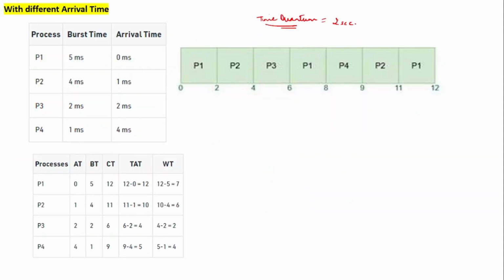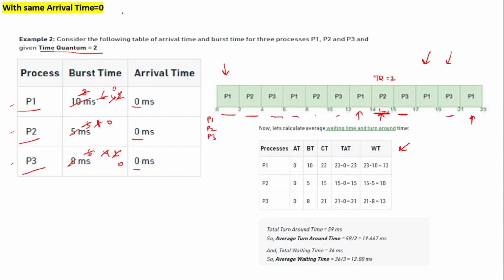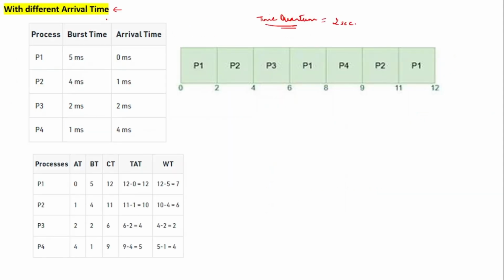Now what happens if we have different arrival times? This example was for processes with the same arrival time, that is 0 milliseconds. Now we have processes with different arrival times, say 0, 1, 2, 4. In this case, how will the scheduling take place? Each of the processes will be maintained with the help of a ready queue, which helps the processes maintain their execution.